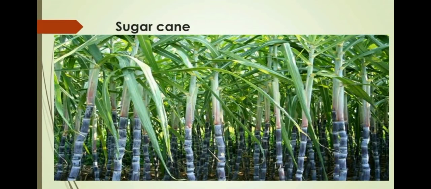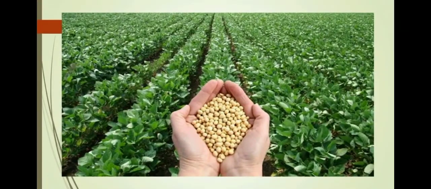Sugarcane. Sugarcane is cultivated along the Gulf of Mexico, in parts of Central America and the West Indies. It is an important cash crop of the West Indies. Cuba is known as the sugar bowl of the world, and it is the world's largest exporter of sugar.